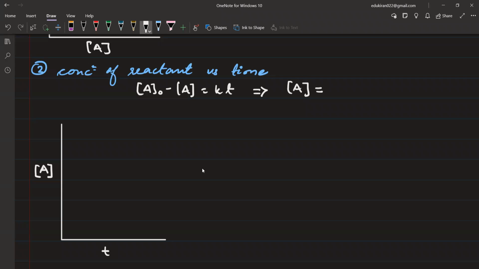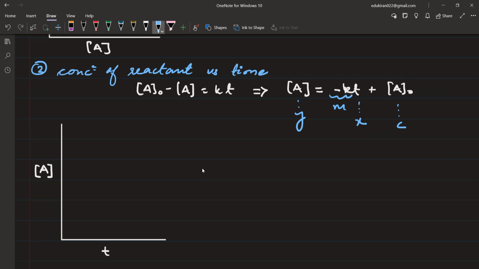It is equal to mx. What is x? T, and whatever term is corresponding to T, that is your m. So if I bring this here, it will be what? Minus KT plus A naught. So this is my y, this whole minus k is my m, this is my x, and this is my c.